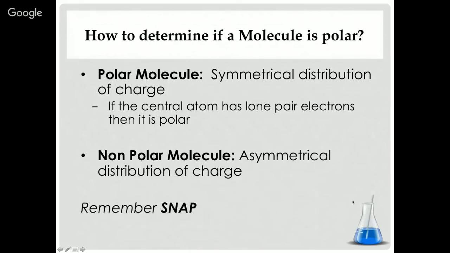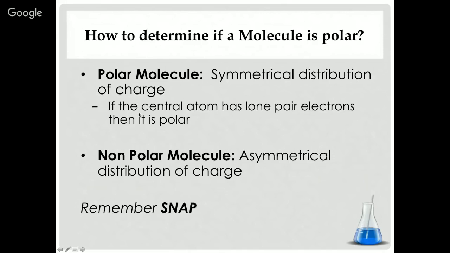So how do you determine if a molecule is polar? We know how to determine if a bond is polar. That's the electronegativity difference. But how do we determine if the molecule is polar? That involves symmetry. So for a polar molecule, there is a symmetrical distribution of charge. Also, if the central atom has lone pair electrons on it, then it's automatically polar.